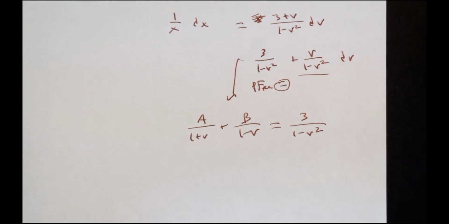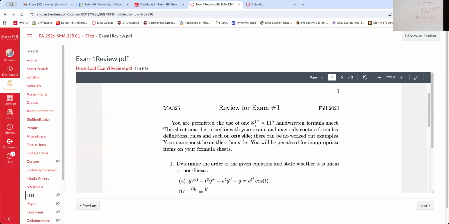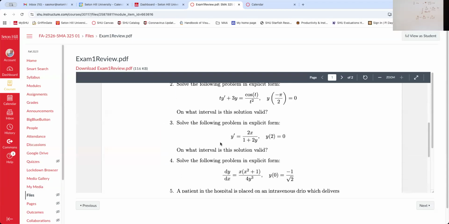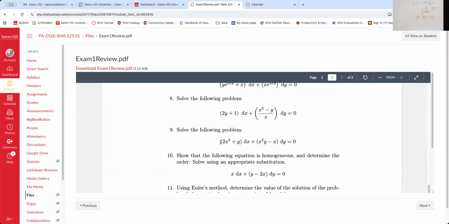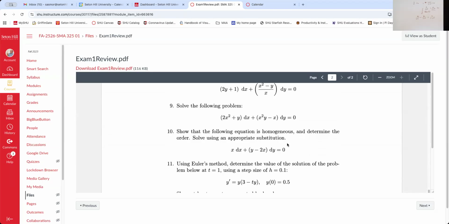So let's see. On the review sheet, determine, solve, word problem, solve. Aha. It doesn't tell you that it's homogeneous, but it asks you to show that it is.